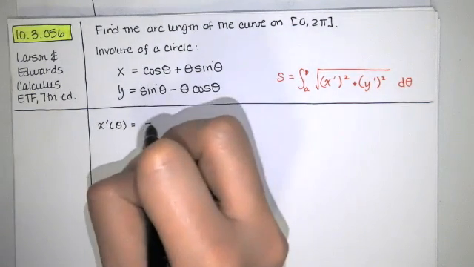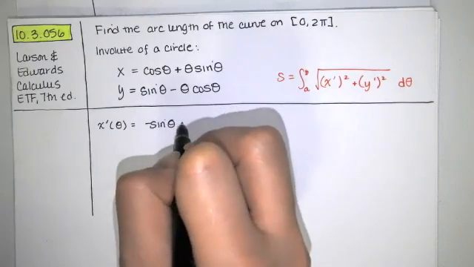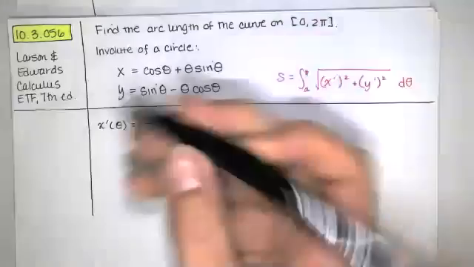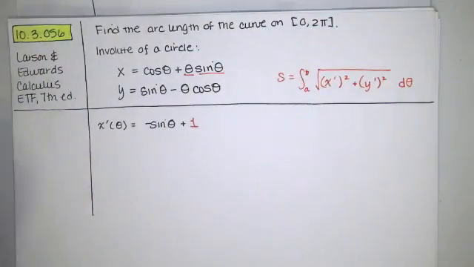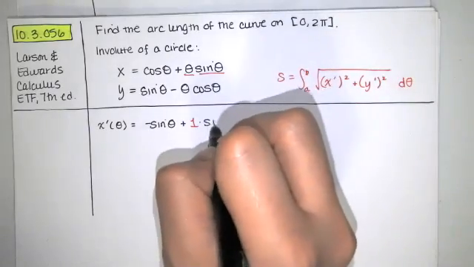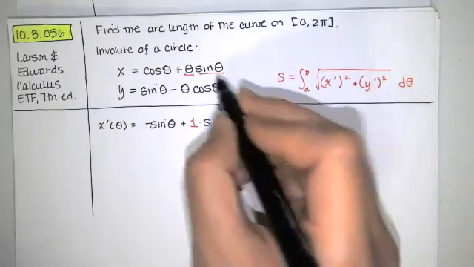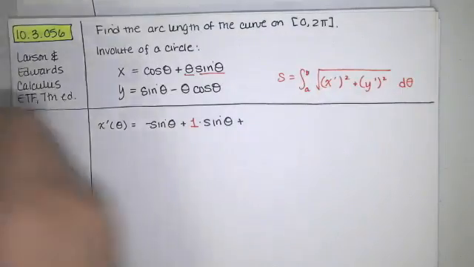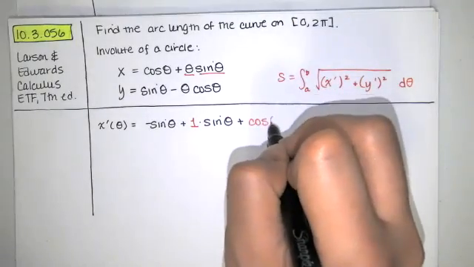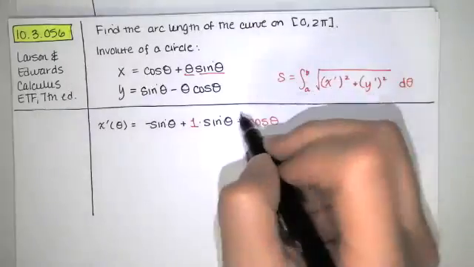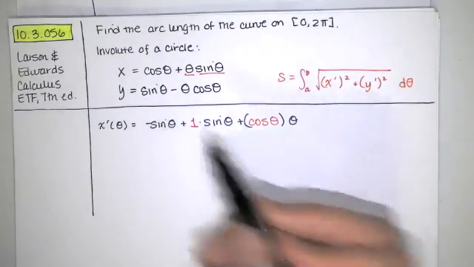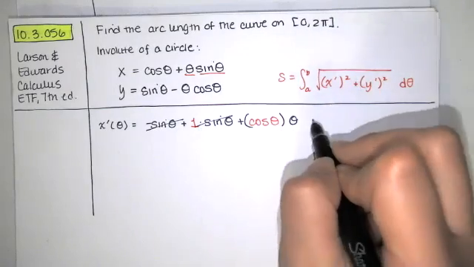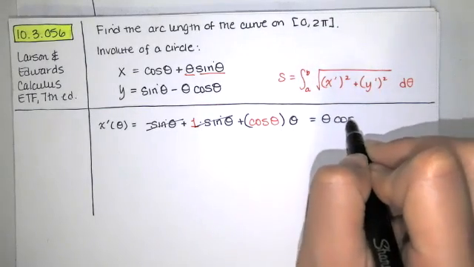The derivative of cosine of theta is negative sine of theta, and this part requires the product rule. So I have the derivative of the first, which is 1 with respect to theta, times the second, plus the derivative of the second with respect to theta, which is cosine of theta, times the first. And we end up with a sine of theta minus sine of theta, so that's 0. So we've got theta times cosine of theta right there.